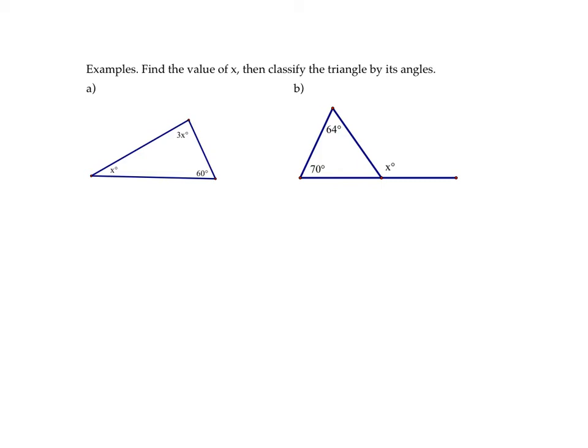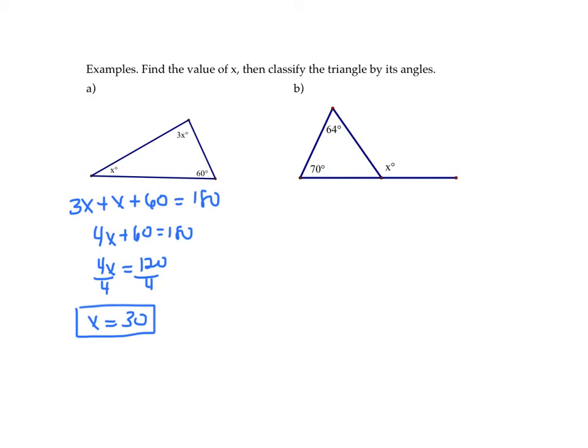So in this triangle, I see that the three angles are labeled 3x, x, and 60. So I can write an equation: 3x plus x plus 60 is equal to 180. Solving that for x, we have 4x plus 60 equals 180. Subtract the 60 from both sides, and we get 4x is equal to 120. And then divide both sides by 4. We end up with x equals 30.